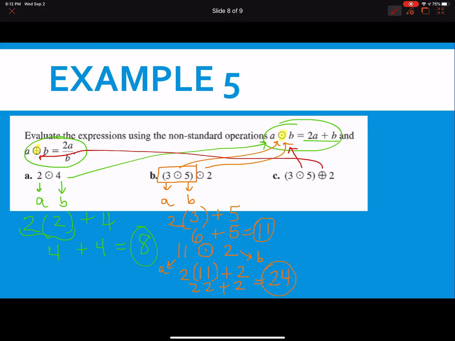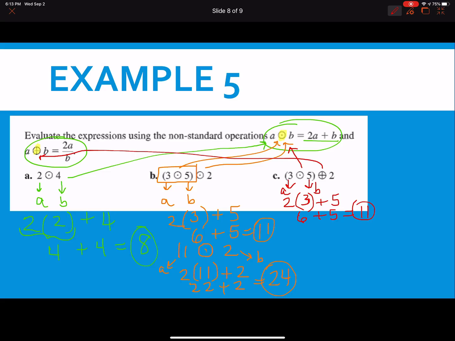In the first part, I basically have my A and my B. So I'm going to substitute those in place. 2 times 3 plus, and B is going to be my 5. So go ahead and simplify this. We get 6 plus 5 equals 11. That is the first part.